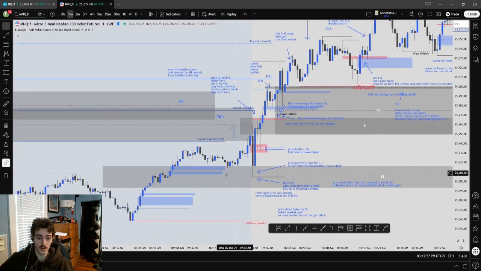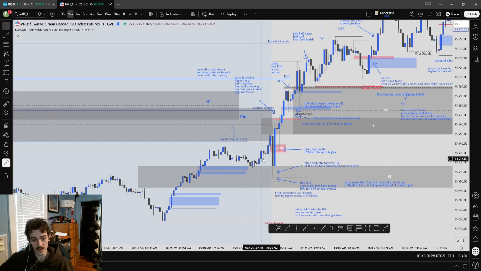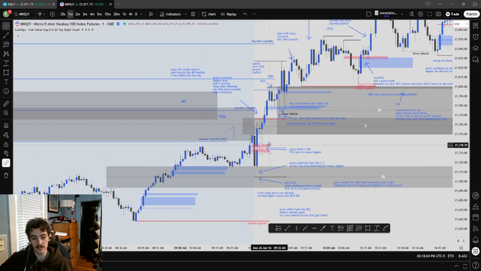So to start off, we had a 15-minute here that was unmitigated. Price ripped higher, almost taking these relative equal highs before market opened. Didn't quite get there. When market opened, price came down, tapped right into CE of this 15-minute, mitigated it, moved higher with pretty good speed.